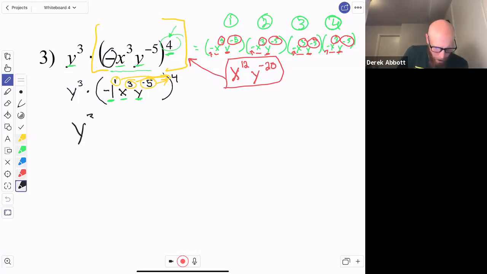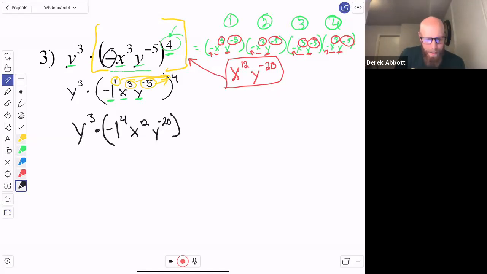So what does that do? Y cubed times, all right, negative 1. I'll keep this parentheses so you can see that I'm here. Negative 1, its power is 1 times 4, negative 1 to the fourth. X, 3 times 4 is 12. Y, negative 5 times 4 is negative 20. Okay, so that's what that looks like. So there's power to a power: multiply the exponents. Do you see how I shifted that negative to call it what it really is, a negative 1, and then let its base also get that exponent? If it's a number base, it also has to get that exponent.